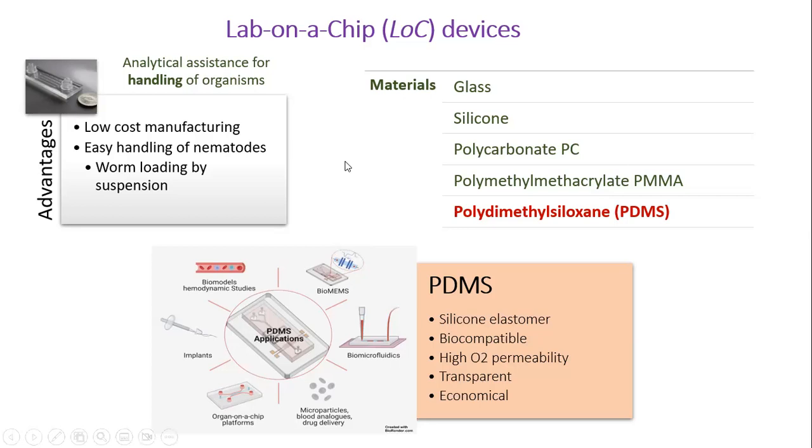Regarding the materials, this device can be made of different materials. However, I'm focusing on PDMS. Unlike other materials, PDMS is used for biomedical applications, cell cultures, implants, among others, due to its properties. PDMS is a silicone elastomer. It's biocompatible, has high oxygen permeability, and is transparent and economical.